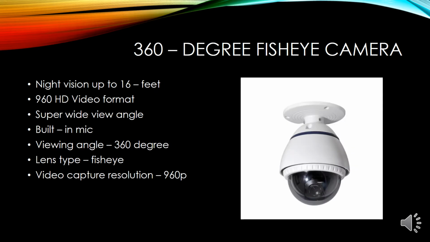And the 360-degree fisheye camera, this one we are going to install in the hall, and it also supports night vision up to 16 feet, and it has 960 HD video format and a super wide video angle. It has an inbuilt mic, its viewing angle is 360 degrees, and its lens type is fisheye, and it captures video resolution of 960 pixels.